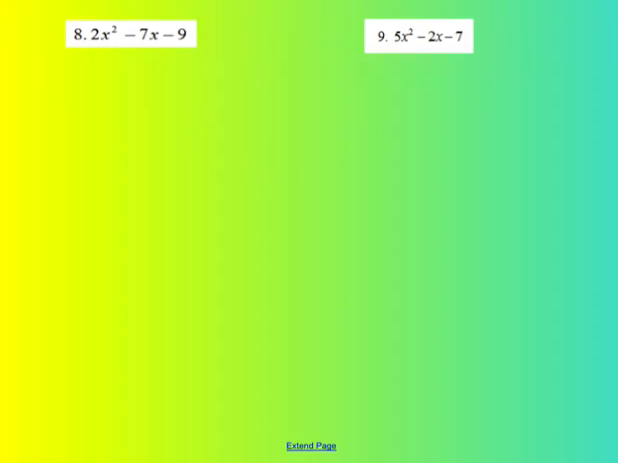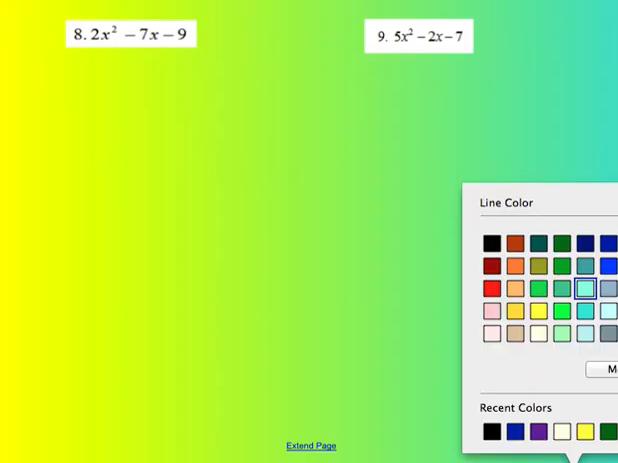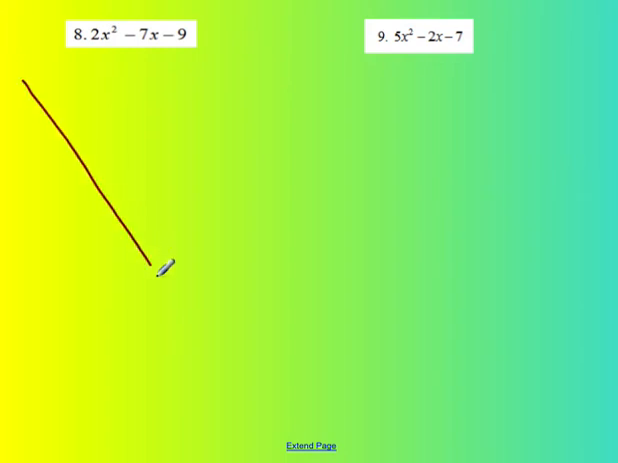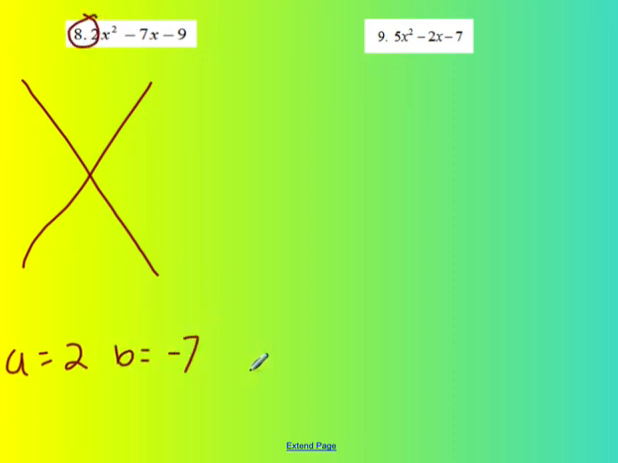So let's take a look at number 8 and number 9. So we're going to set up our x. So now my a is equal to 2. Remember, my a always comes with the squared term. My b always comes with the x term, and my c always comes with the constant.